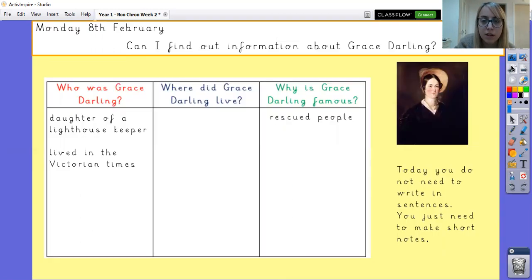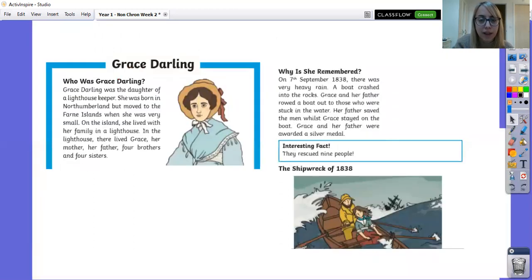So, like I said, you're going to be gathering some information, doing some research. You can choose to do some research independently by yourself by using the internet. If you don't want to do that, then I have lots of information over the next few pages of my PowerPoint. Now I'm not going to read out all this information. This is for you to pause the video and use it to make your notes.